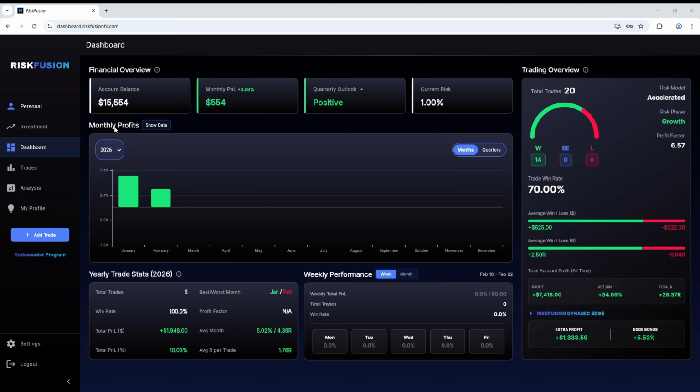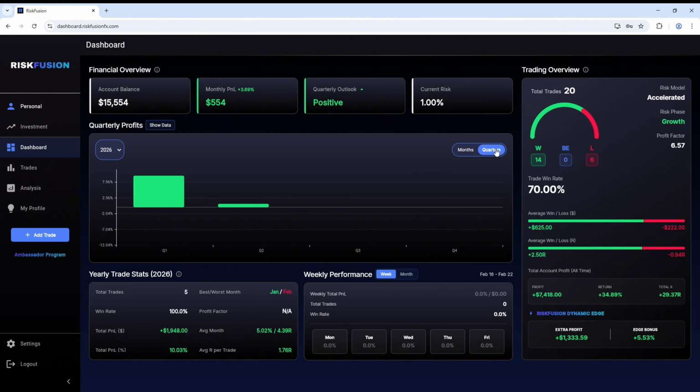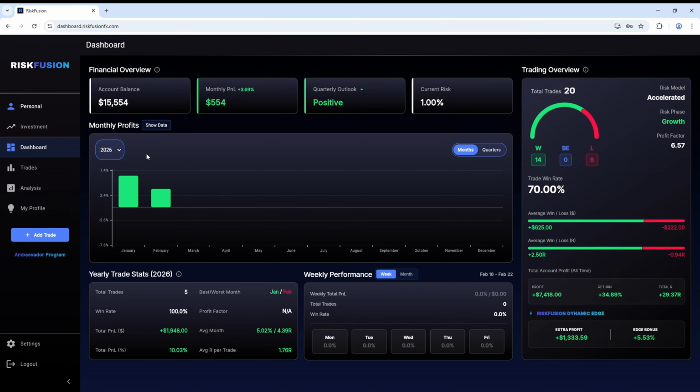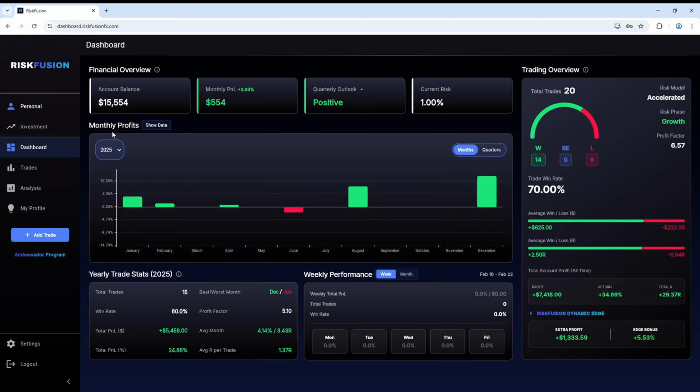Underneath that, we have the monthly profits, and you can also see here we have a toggle, and you can then look at your quarterly profits as well. And we also have all the different years of data. So if you traded during 2025, you can then toggle that in here, and you can simply see all of your data. You can just highlight over them and you can see the different percentages, okay, again for the months or the quarters.